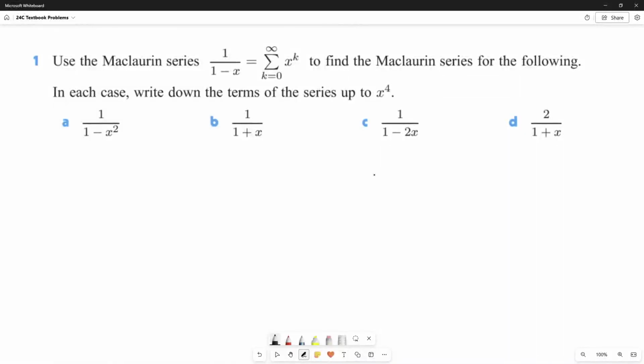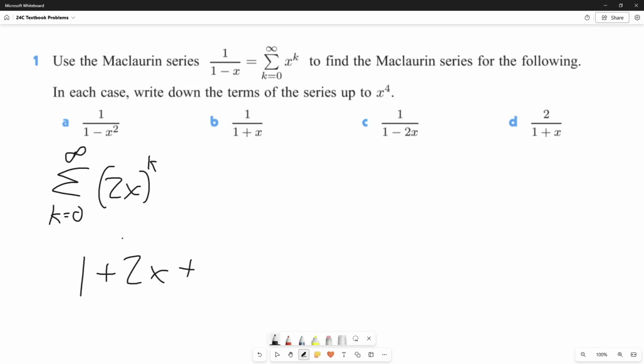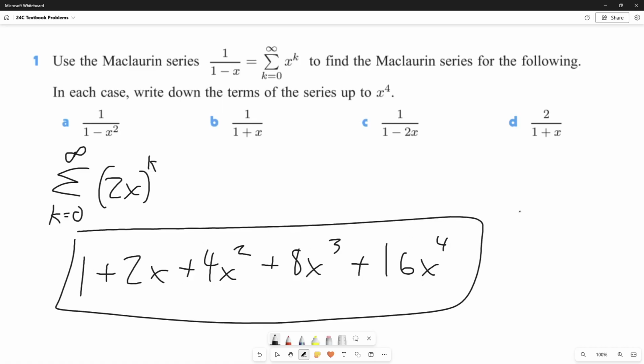For part C, you do the same thing. You substitute 2x for x. So this is the same process. So the sum from k equals 0 to infinity of 2x to the k. The first few terms will be 1 plus 2x plus 4x squared plus 8x cubed plus 16x to the 4th. So that's the answer for part C.